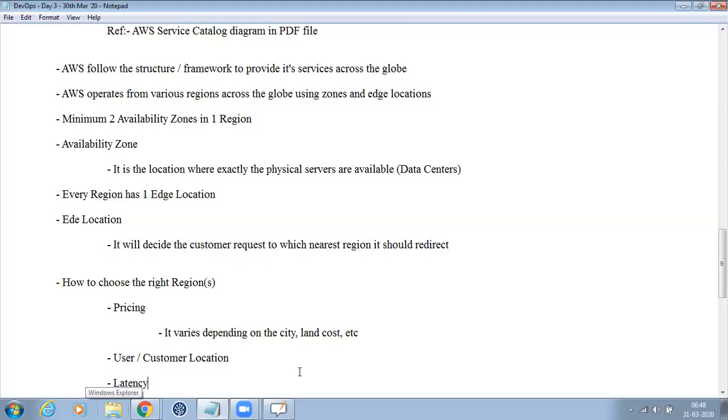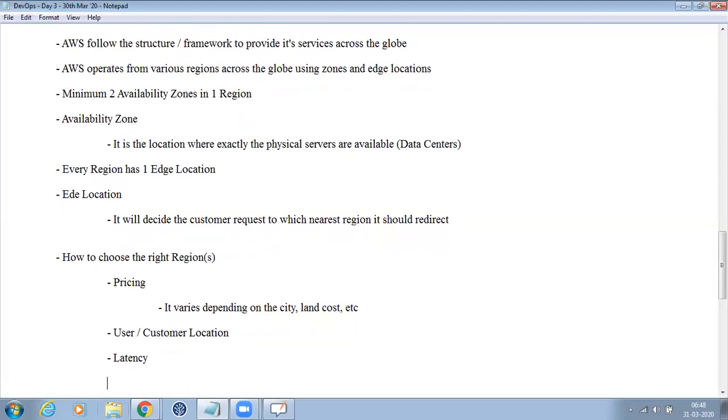Is it clear? Okay. Next, what is the next factor? So I got pricing, cost, okay, good. And I also checked where my customers mostly are. I'm trying to host my application in a location where most of my customers are located, so that they can access it fast without any delay, right? That's where latency comes. So I also consider the latency part, throughput, efficiency, all that comes under latency. Performance, correct?